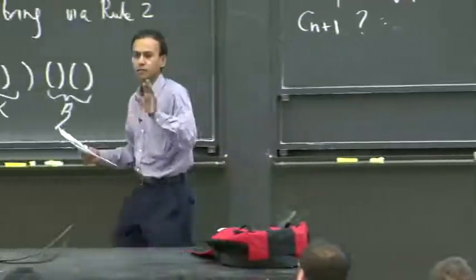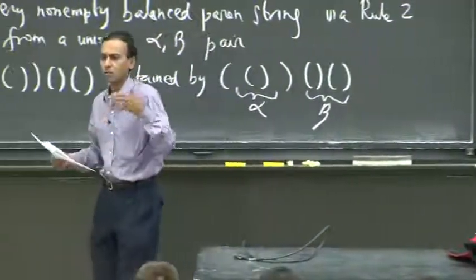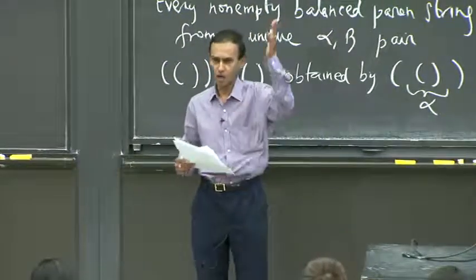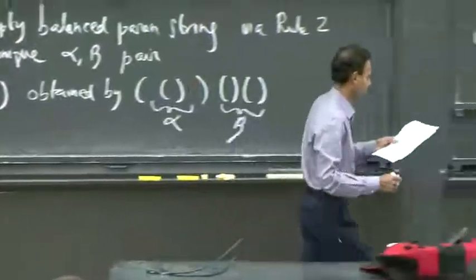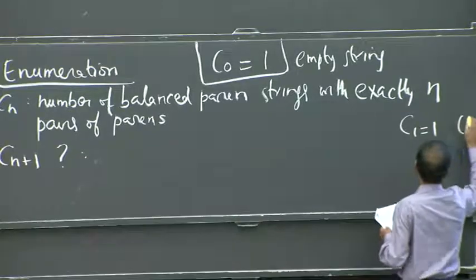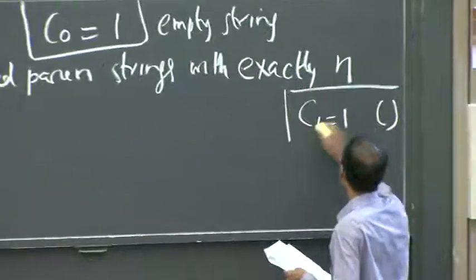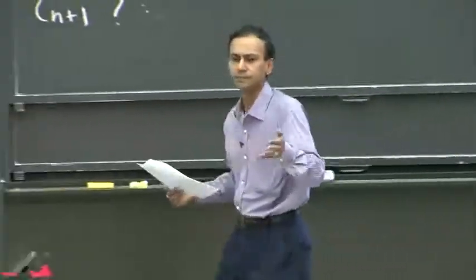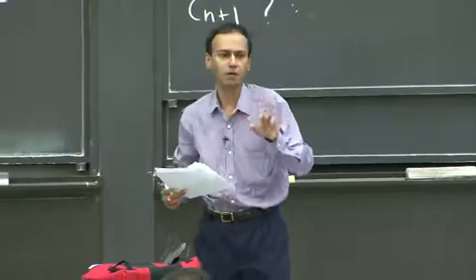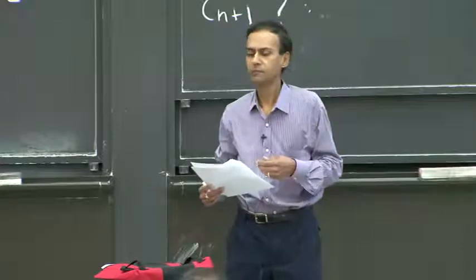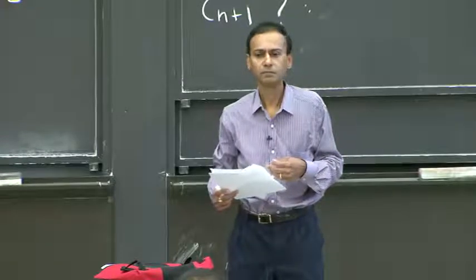So what about C1? Maybe I'll ask, what about C1? What's C1? 1, right? C1 is 1 because all I have is this string. That's the only balanced string, right? Now I have C0 and C1. What's an equation for C2 in terms of numbers? I want a number for C2 based on C0 and C1. Someone? Yeah?